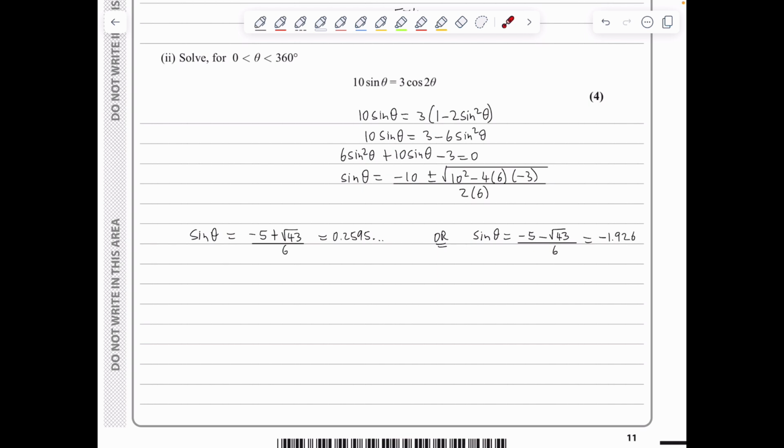Immediately we know that this is not okay. It's rejected, it's not valid because sine theta varies between minus 1 and 1. So I will simply write here reject, it's not valid, and I will proceed with the first value we obtained for sine theta. So the principal value is simply shift sine of 0.2595... and this gives an answer of 15.0447... and therefore theta is the principal value of 15.0 plus 360k, or alternatively theta is 180 minus the PV plus the 360k.